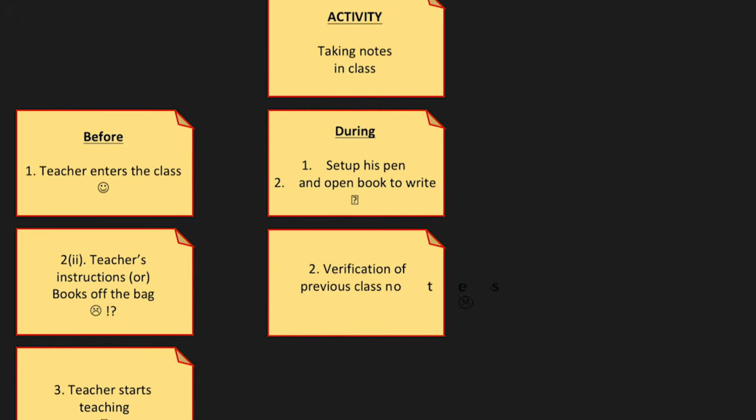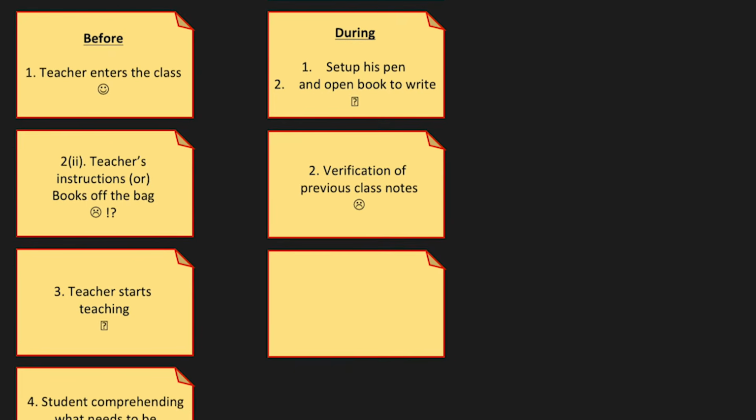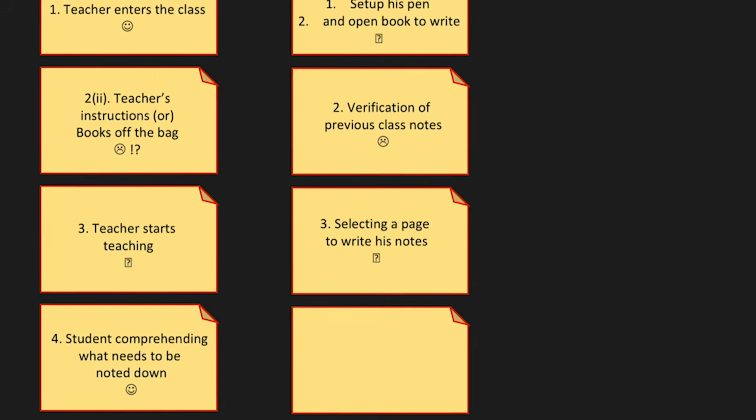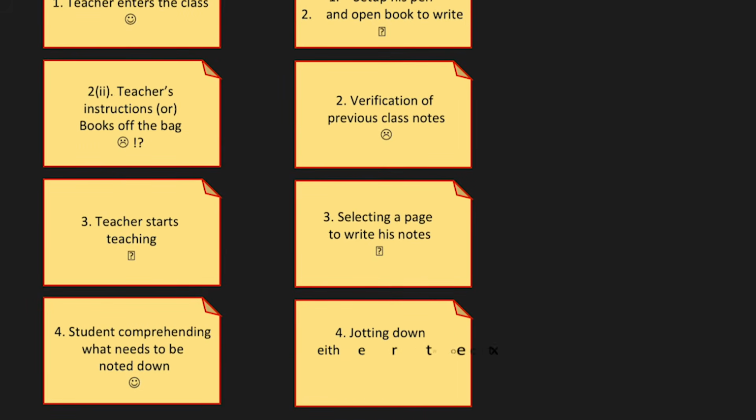So selecting a page to write his next notes is pretty straightforward, right? No emotions. Adding notes, noting. So writing content or drawing diagrams. I think this should be the activity he should be happy with. He likes to take notes. That's the whole activity we've considered. So that's the main part. And his persona is that way, right?